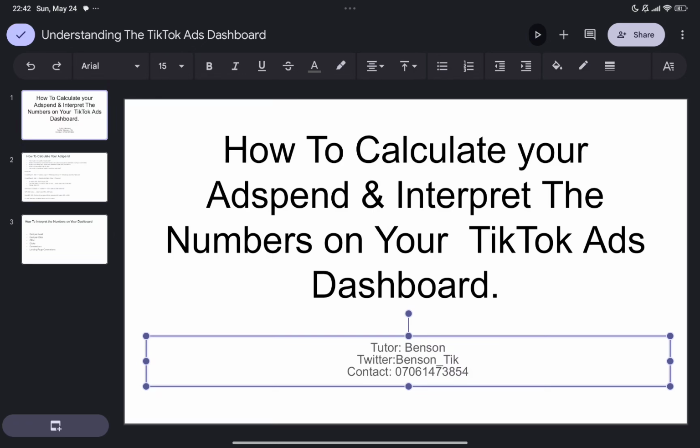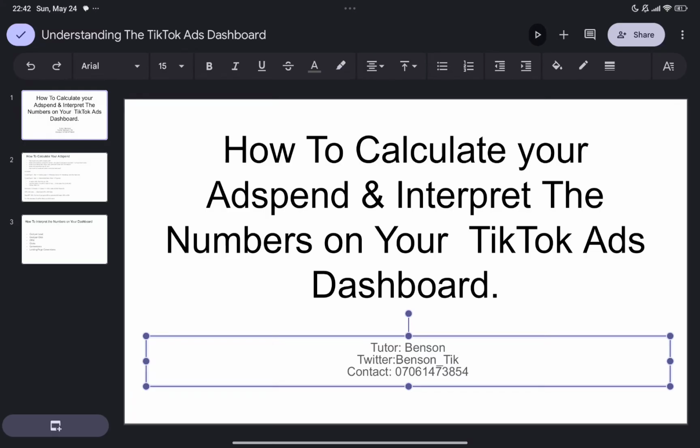In this video, I'll be teaching you how to calculate your ad spend and how to interpret the numbers on your TikTok ads dashboard. A lot of times, I have people coming into my DM asking me, "Oh, Benson, I want to start running ads. How much should I have?"